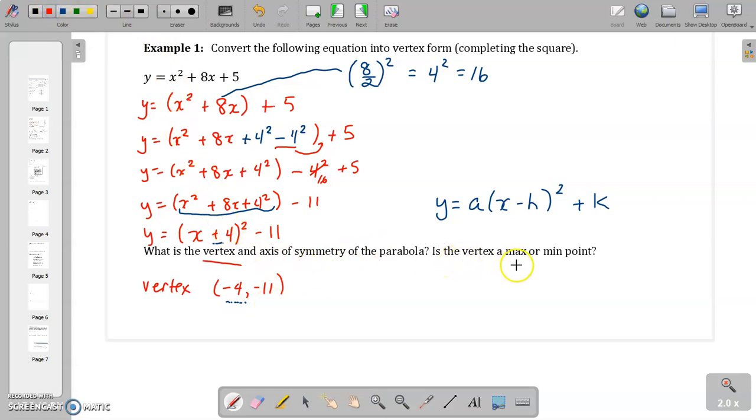And then is the vertex a max or a min? Well, for that, remember you look at the a value, and the a value, since you don't see anything here, that means the a value is 1. And we know that 1 is greater than 0, so therefore there's a min point. The parabola will look something like this, and this point right here is negative 4, negative 11, the vertex. All right, I'm going to pause and go to the next page.